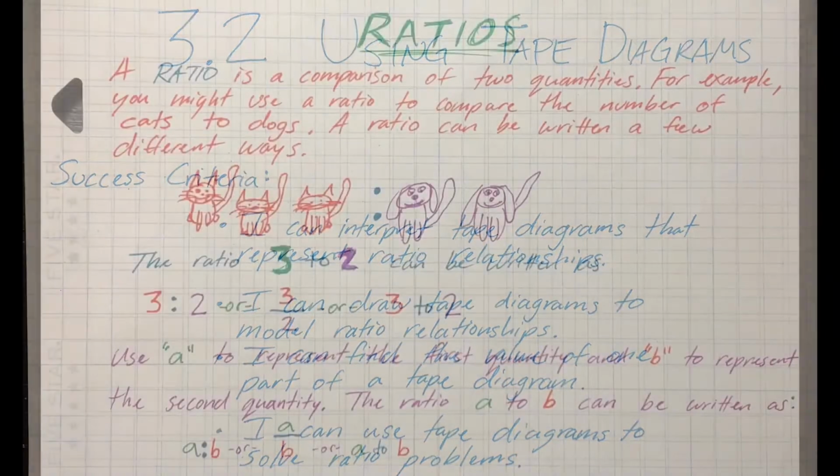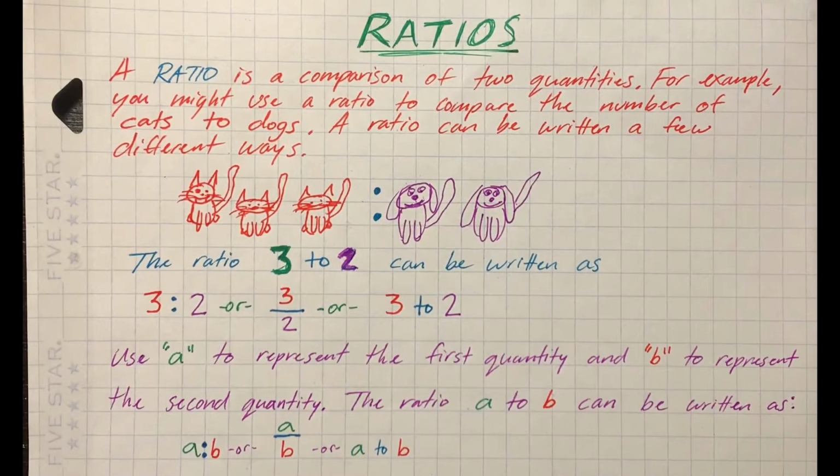Alright, here we go. Okay, so as far as our mathematical literacy, let's go ahead and review what we learned with 3.1 with ratios. So a ratio is a comparison of two quantities. For an example, you might use a ratio to compare the number of cats to the number of dogs. A ratio can be written in a few different ways.